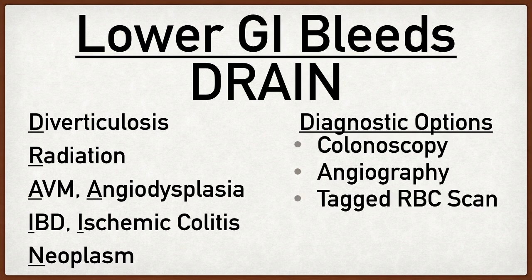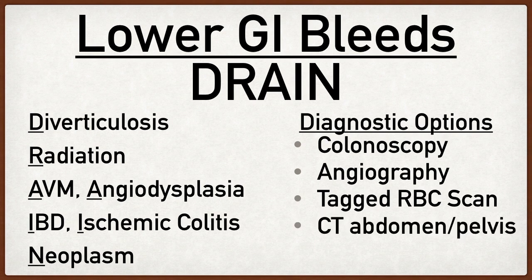You could also do a tagged red blood cell scan. However, this might not show you the site of bleeding like an angiography can. And finally, a CT abdomen and pelvis may also show you findings as to why the patient is having a lower GI bleed. This could include findings of neoplasm or other causes.